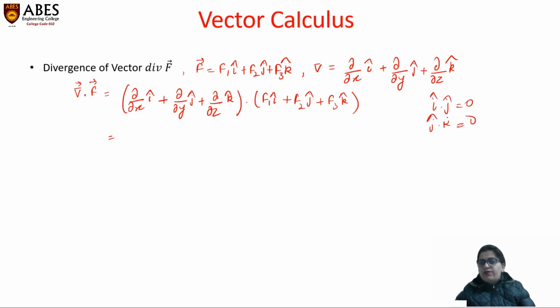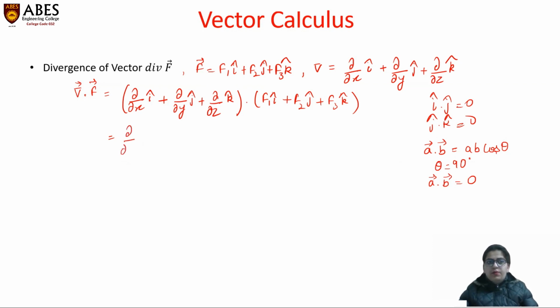Why? Because when we are taking the dot product of two vectors, let us suppose that A and B are two vectors, then the dot product of these two vectors will be AB cos theta. And for these vectors, i j or j k, the angle formed between them is 90 degrees. Therefore, the dot product of these two vectors will be equal to 0. That is the reason we are only taking i dot i, j dot j, or k dot k.